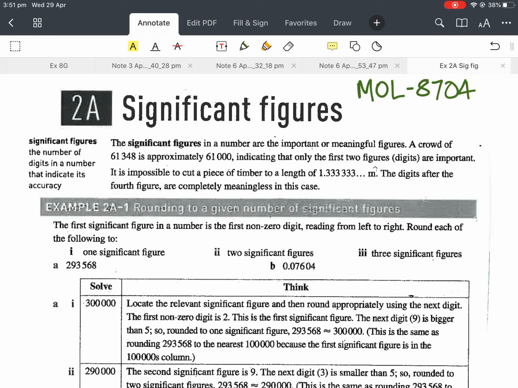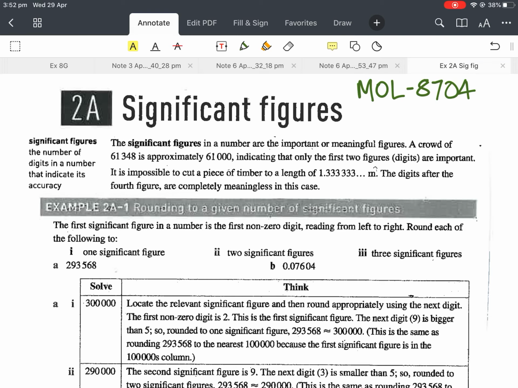So exercise 2A is on significant figures. Significant figures is just another way of rounding, okay? Just like you rounded to the nearest so many decimal places, significant figures is rounding pretty much starting from the very first digit of whatever that number is, okay?